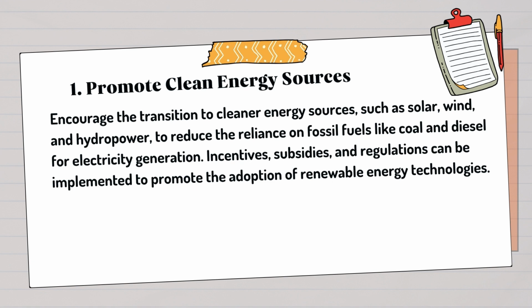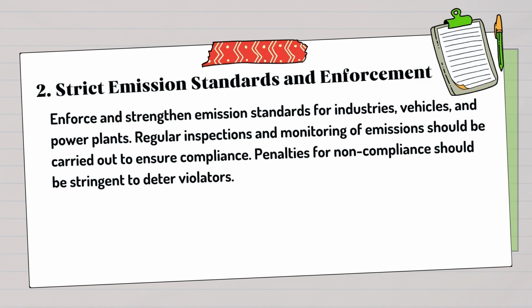Number 2, strict emission standards and enforcement. Enforce and strengthen emission standards for industries, vehicles, and power plants. Regular inspection and monitoring of emissions should be carried out to ensure compliance. Penalties for non-compliance should be strict to discourage violators.